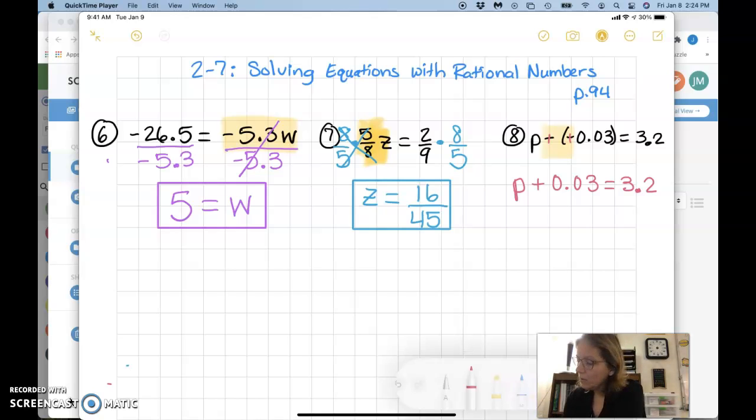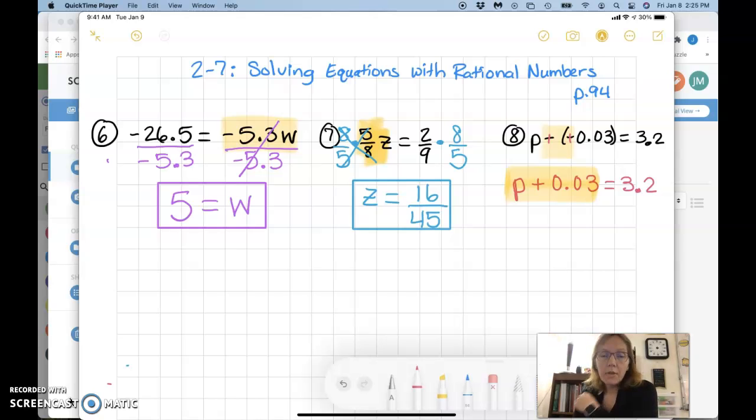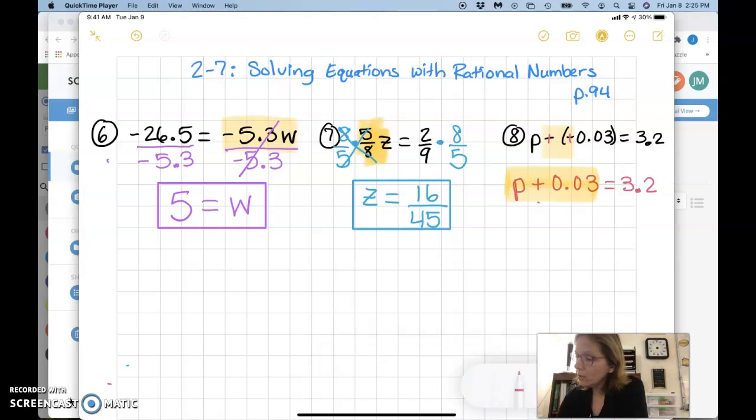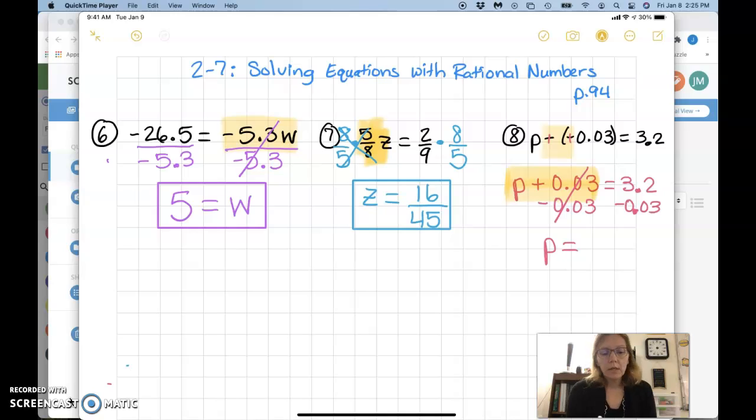And now I'm going to look at what's happening to the variable. So what's happening to the variable? Addition. I'm going to do the opposite, which is subtraction. And these are going to cancel out. I'm just left with P equals. And let's subtract and see what 3.2 minus 0.03 equals. And it equals 3.17.